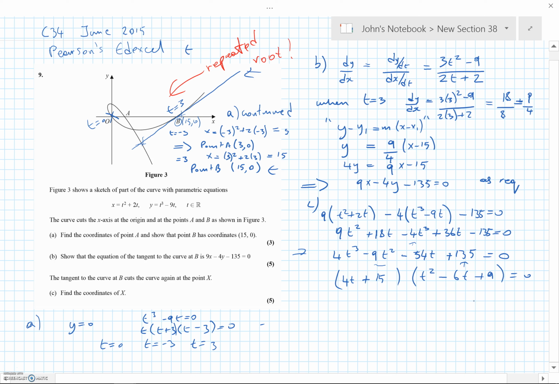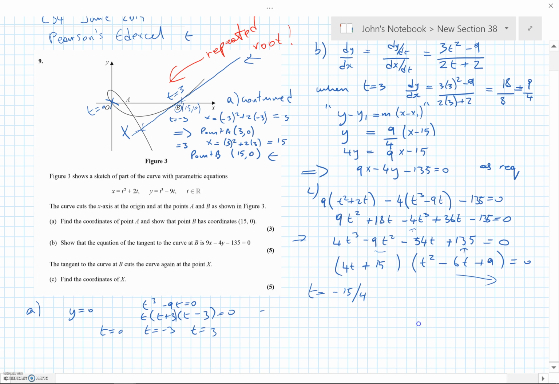So now we don't need to state those factors again, because they're already the ones that correspond to the point B, which we already started with. So the other one we're interested in is for the point X, which is called in the question here. We've got t equals minus 15 over 4. So we've got our parameter. So now it's just a case of finding the coordinates.